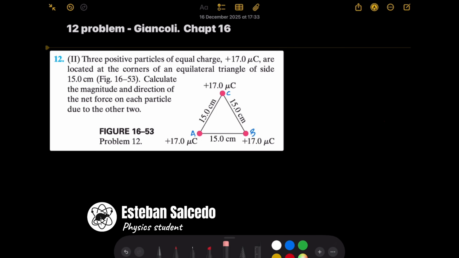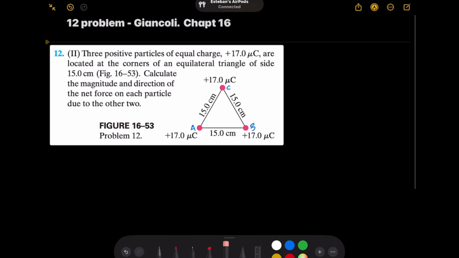In today's video, we're going to be solving problem number 12, which is a very interesting one. We have an arrangement of three particles, and a little bit of geometry is going to be applied to this problem. So let's jump right in.